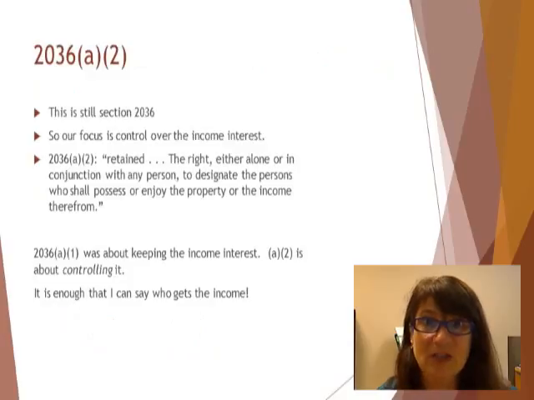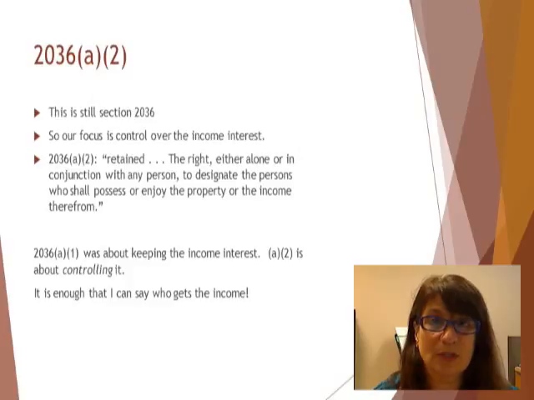So this is still section 2036, so it's very closely related. Decedent made a transfer and retained, but now it's a little bit different. It's control over the income interest instead of the actual income for the decedent himself. So here's the language: retained the right, either alone or in conjunction with any other person, to designate the persons who shall possess or enjoy the property or the income therefrom. So this is about controlling who gets the income.